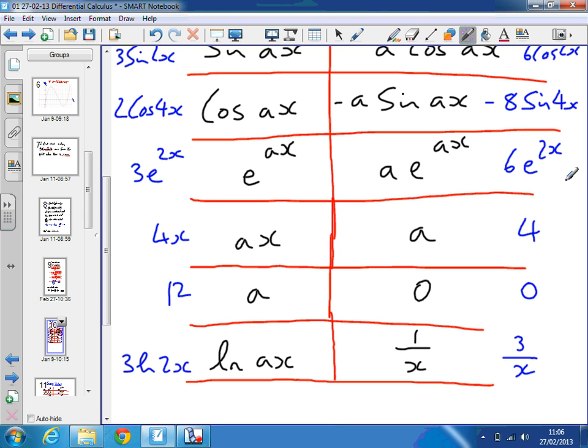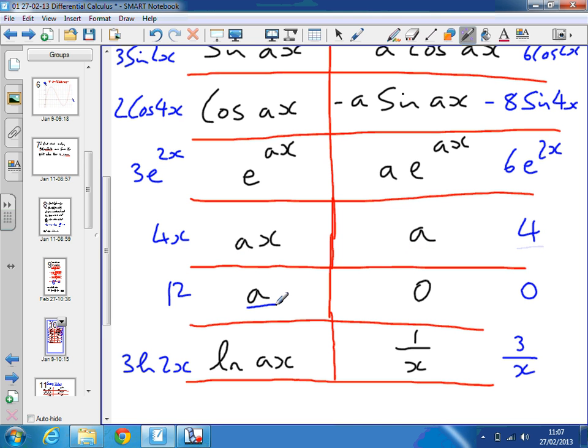Looking at the next 2, these are special cases of the top one, but worth writing down. ax, if there's no power on the x, it means to the power 1. So if I bring the 1 down and multiply it by the number in front, 4 times 1 is 4, and then I take 1 off the power, 1 take away 1 is nothing, and anything to the power 0 is just 1. So effectively the x disappears and I'm left with just a constant. So that's a special case. If I'm differentiating ax, I'm just left with a number. So 4x becomes 4, 3x becomes 3, and so on.